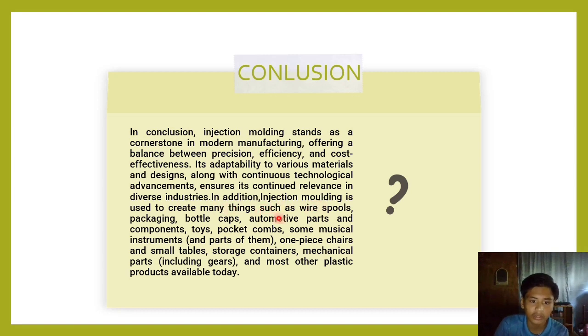In addition, injection molding is used to create many things such as wire spools, packaging, bottle caps, automotive parts and components, toys, pocket combs, some musical instruments and parts of them, one-piece chairs and small tables, storage containers, mechanical parts including gears, and most of the plastic products available today.